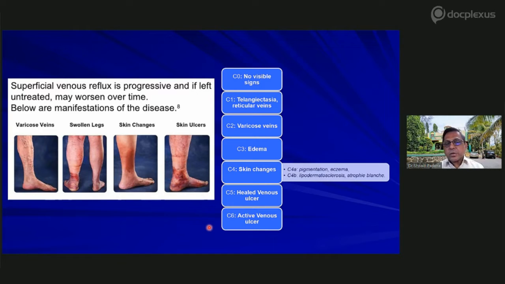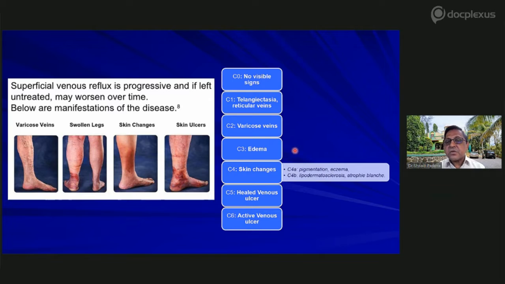How do you actually objectively define these conditions? Therefore, we have a particular formula. C0 relates to no visible signs of veins. C1 refers to spider veins, tiny veins, which are very commonly seen in so many people. C2 refers to varicose veins. And anatomically, varicose veins are those which are larger than 3 millimeters in diameter.